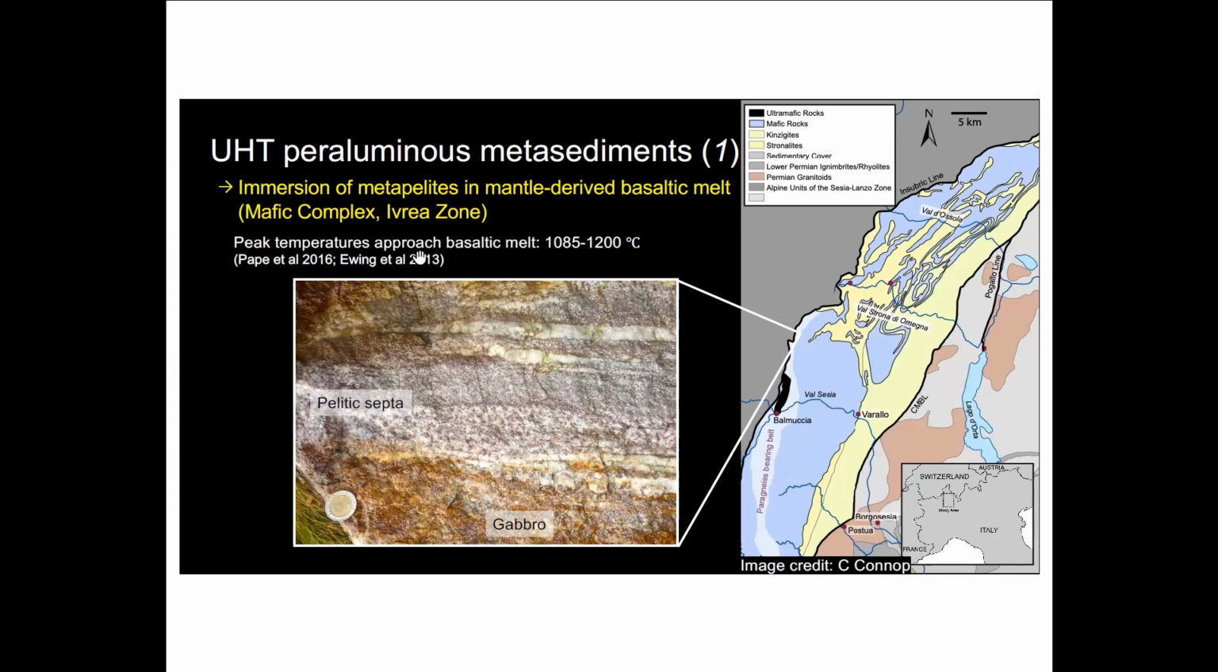Folks, including Pape and Tanya Ewing, have worked on the Zr-in-rutile thermometry and shown that the temperatures they preserve are consistent with equilibration at mantle wedge temperatures. So what are the mineralogical and the bulk rock characteristics of these rocks, and can we use that to identify potential relaminates in the lower crust?